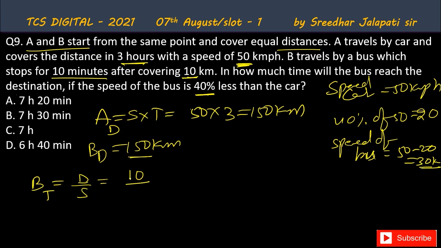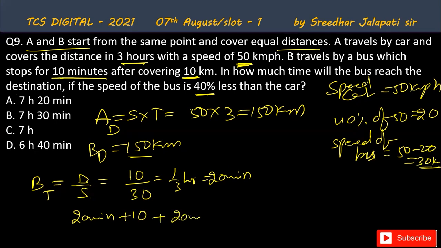So now time taken for 10 kilometers at 30 kilometer per hour is time is distance by speed. So 10 by 30, that is one third of an hour. One third of an hour is nothing but 20 minutes. So that means to cover 10 kilometers, bus takes 20 minutes. So it travels for 20 minutes. After that, it takes a break for 10 minutes. Again, it travels for 20 minutes and it takes a break for 10 minutes. And so on. Like this, it has to travel 150 kilometers.